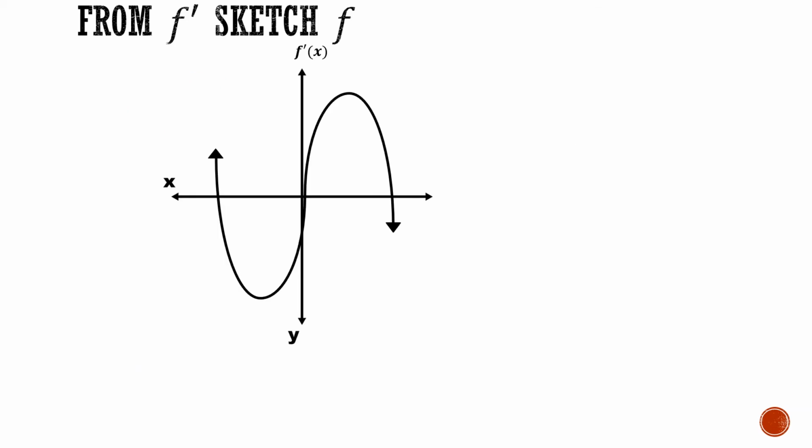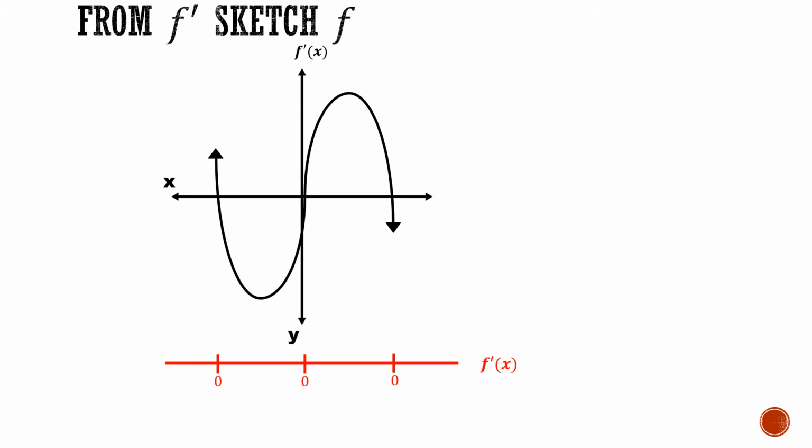In this example, we're going to draw f given f prime again. Once again, I'm giving you the graph of f prime, and I want you to think backwards and draw f. To start, I'm going to start with my f prime line and ask what's going on with it. Is it positive? Is it negative? Before I do that, I want to see where it crosses the x-axis. It crosses here, here, and here. Those are all zeros of my graph.